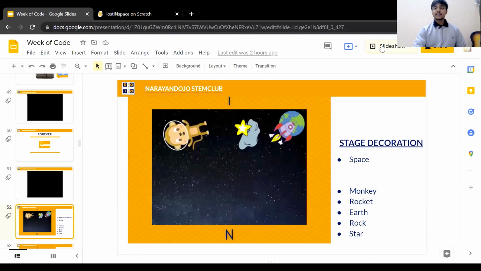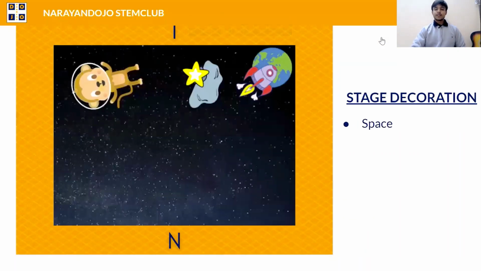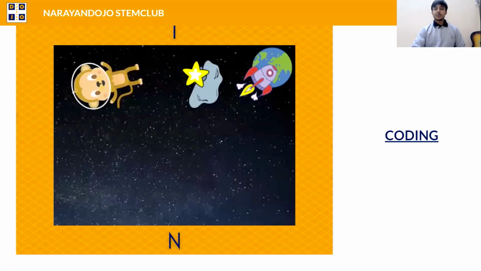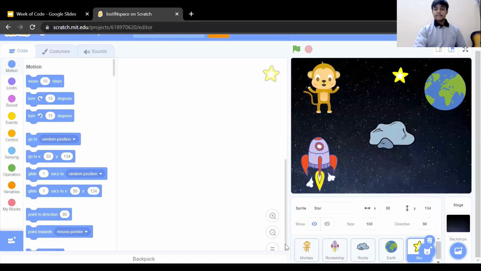So come to the slides. So we have already done the stage decoration. So come to the coding. So in the coding, the first step is to rotate the monkey. So first we have to rotate the monkey. So come to the Scratch editor. Click on the sprite for which you want to write the code. So first step is we have to rotate the monkey. So click on the monkey sprite.